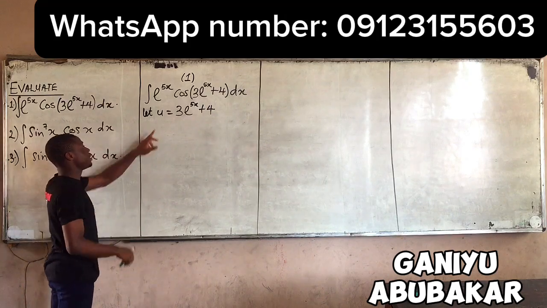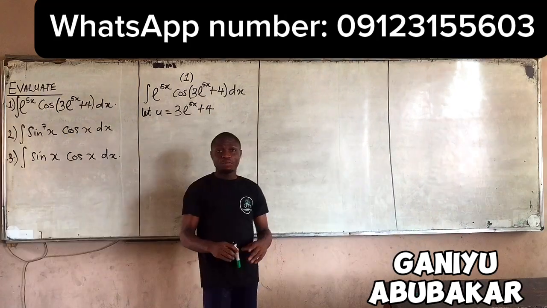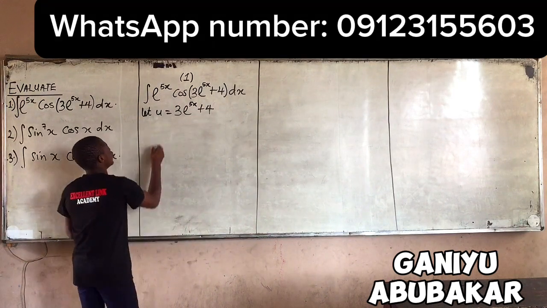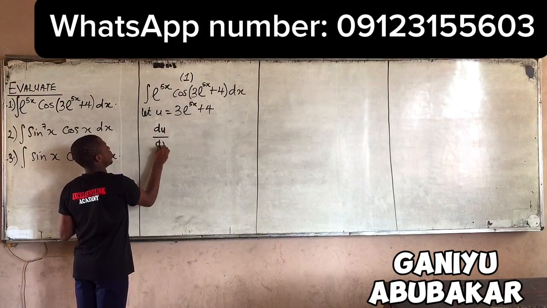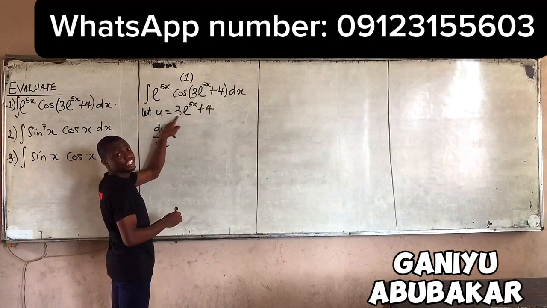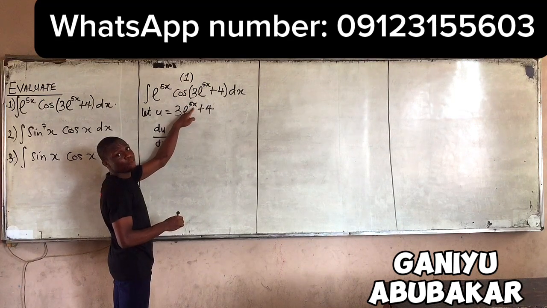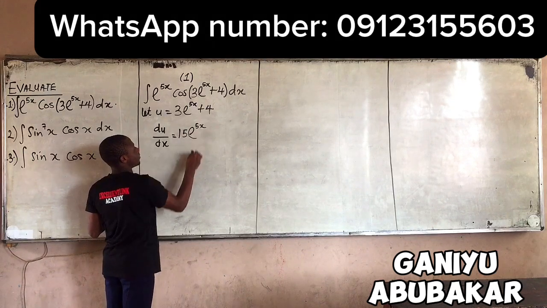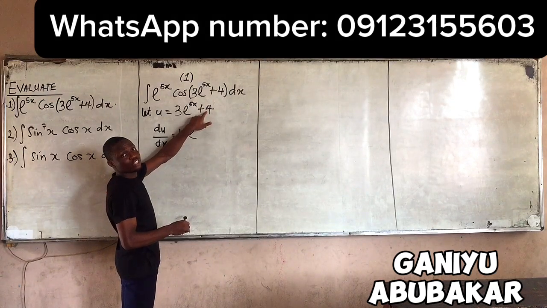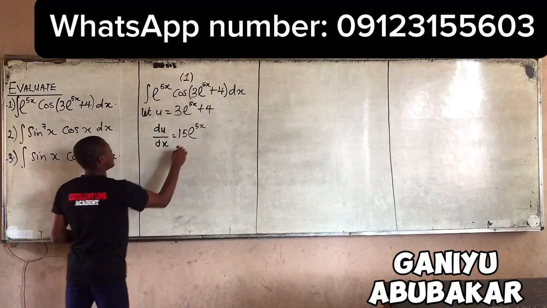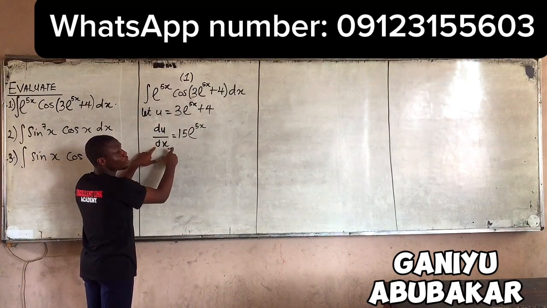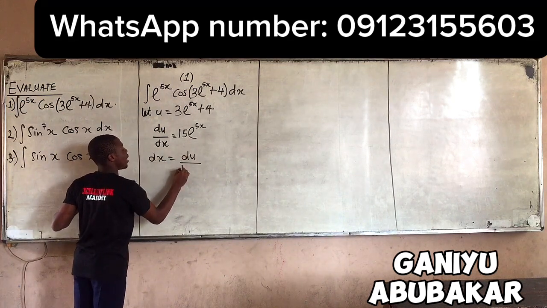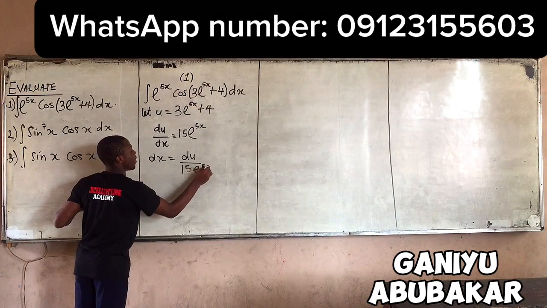Of course, if I differentiate u with respect to x, I'll have du/dx equal to, if I differentiate 3e^(5x) from the exponential shortcut, 15e^(5x). If I differentiate 4, it's a constant, it's 0. So from here, I'll make dx the subject of the formula. So dx is now equal to du over 15e^(5x).